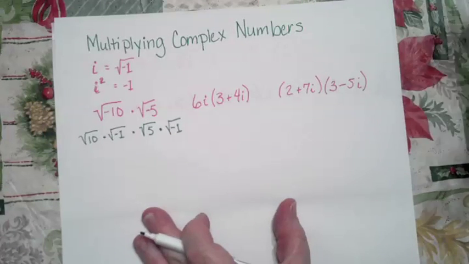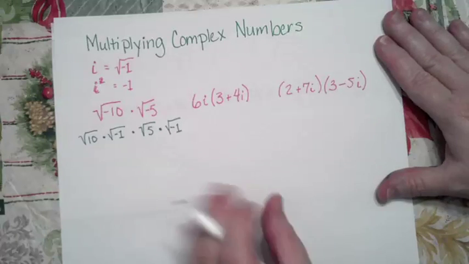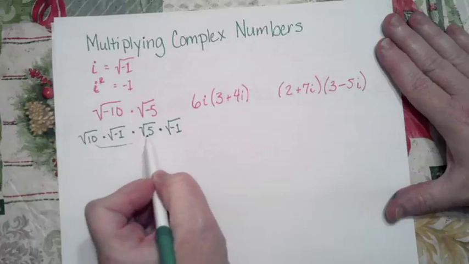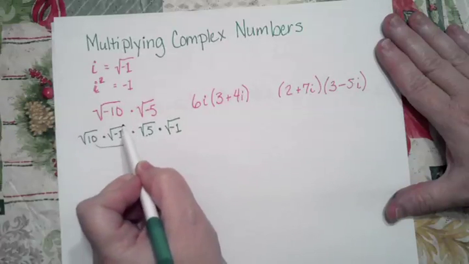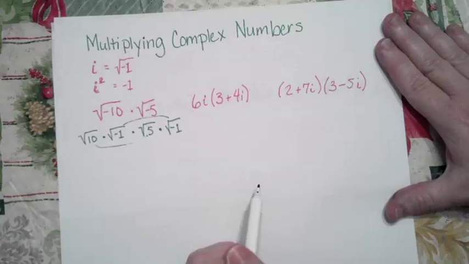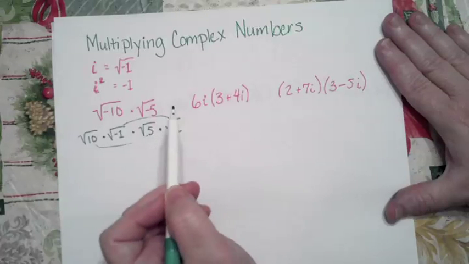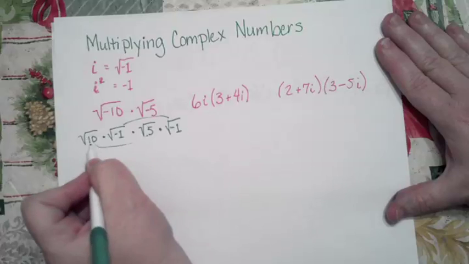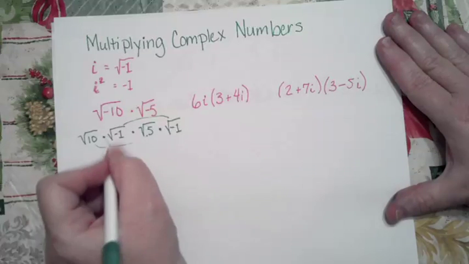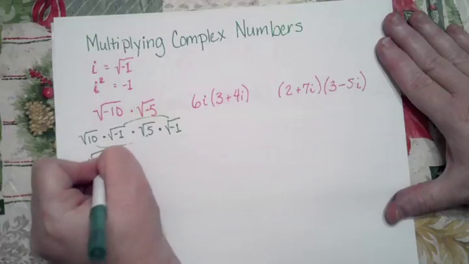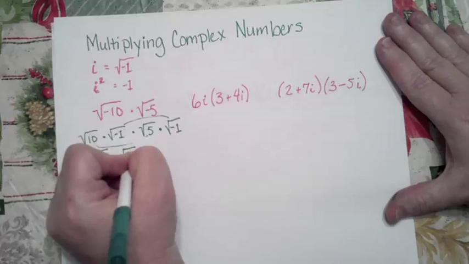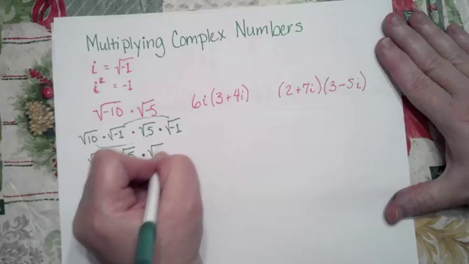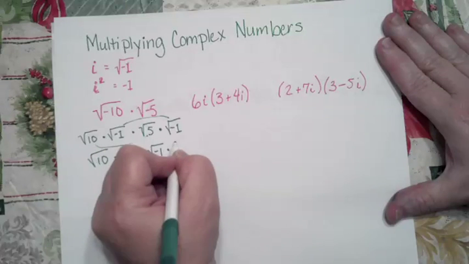Now, just like I did when I was adding, I'm going to regroup these a little bit so that I can multiply the things that I can multiply together. I can multiply my real parts, and I can multiply my imaginary parts. The reason I couldn't multiply before is because it was a mixture of real and imaginary, and you can't do that. So here we go. I have the square root of 10 times the square root of 5. I'm just going to rewrite it as a regrouping. If you know that it's 50 and want to just write it that way, I'm okay with that. And this is the square root of negative 1 times the square root of negative 1.